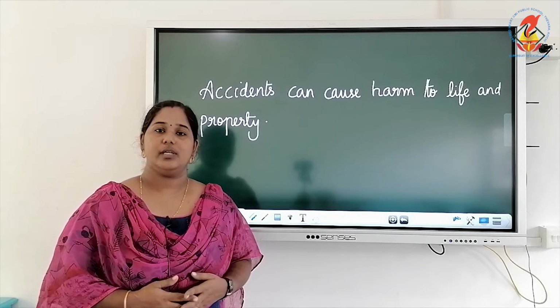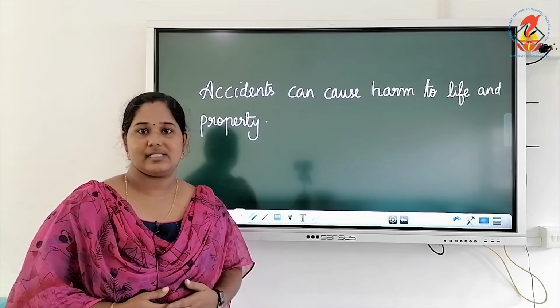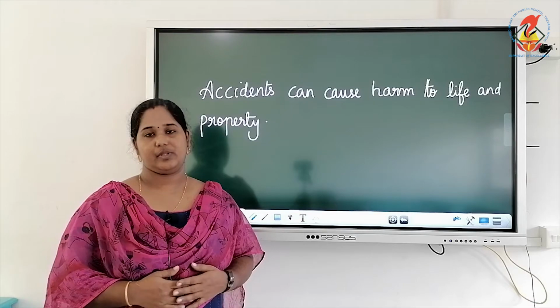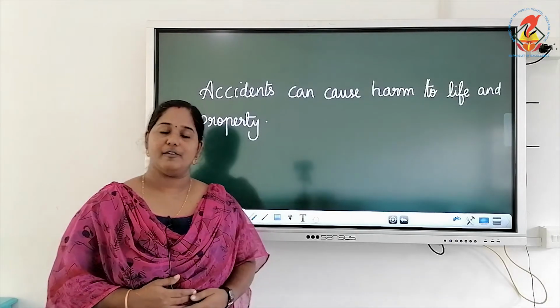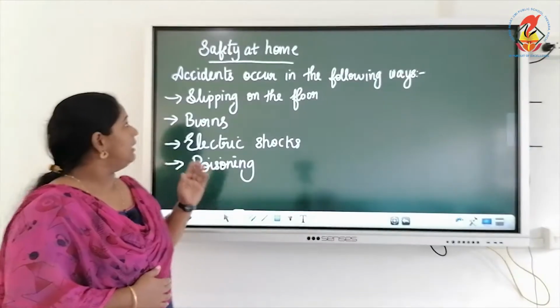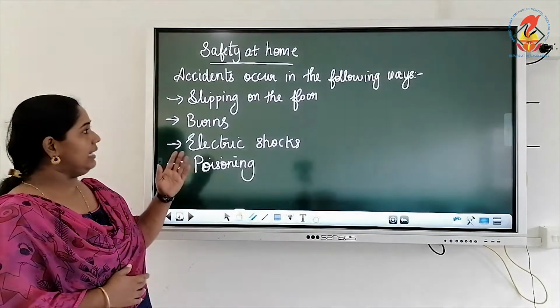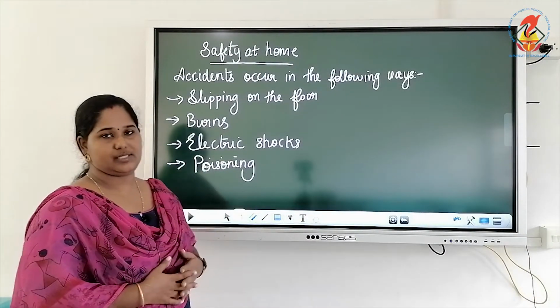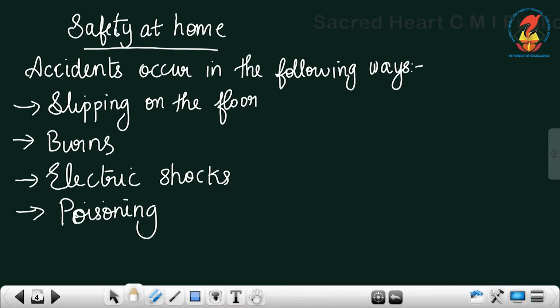Let us take a look at the different types of accidents that happen around us. First, we can take the case of accidents at home. Accidents can happen in these ways. These are the most common ways, but these are not the only ways in which accidents happen. Slipping on the floor, the main thing that happens in our house. Burns, mainly in the kitchen. Electric shocks and chemical poisoning.